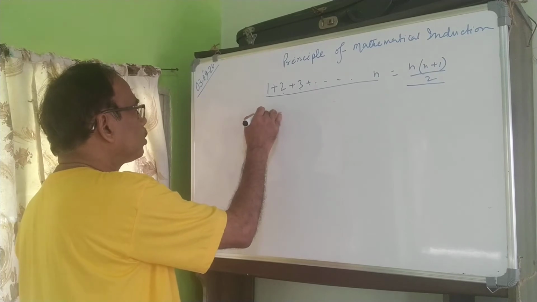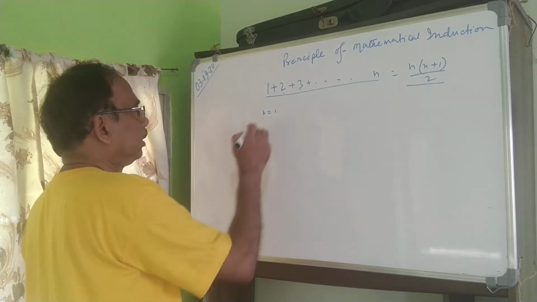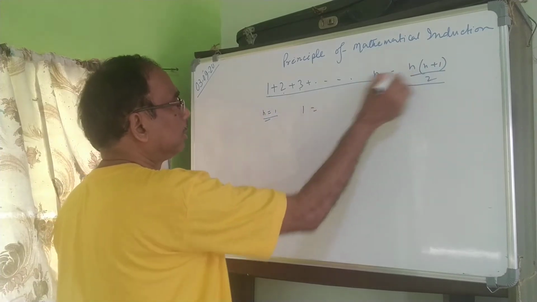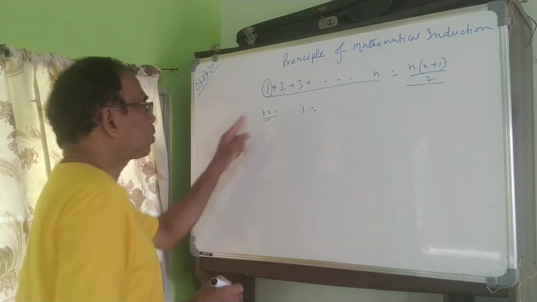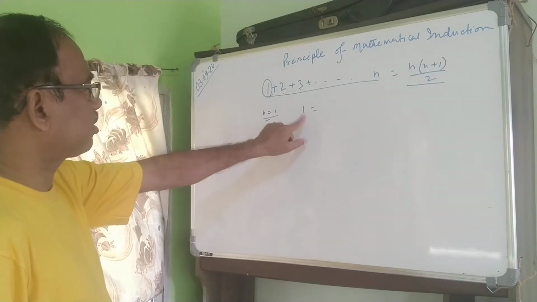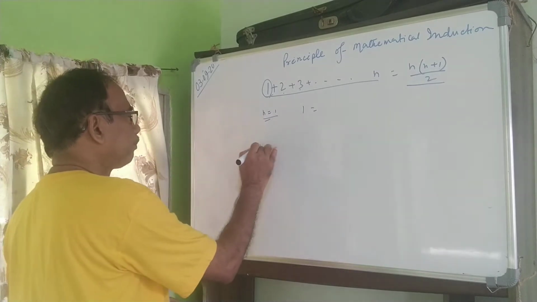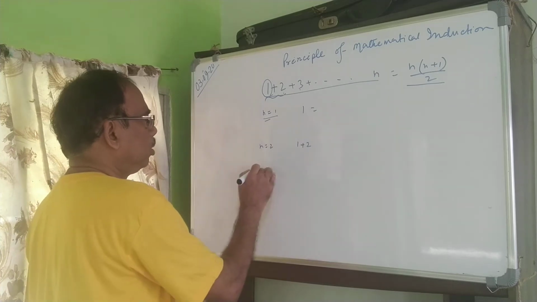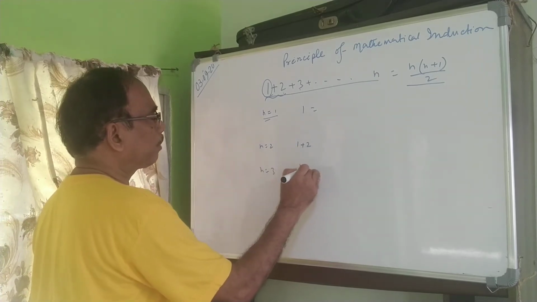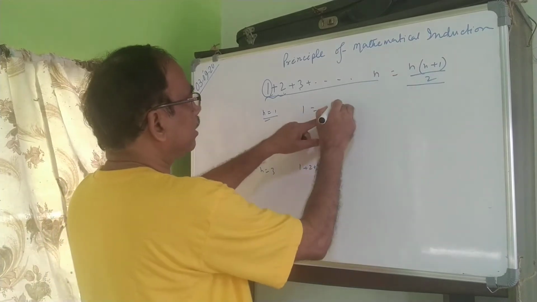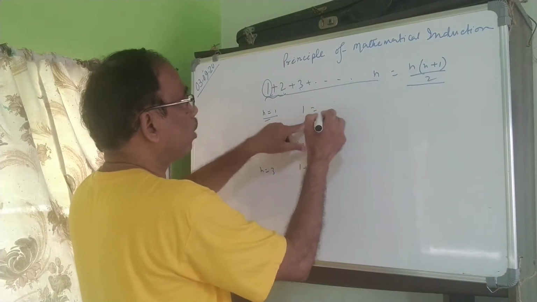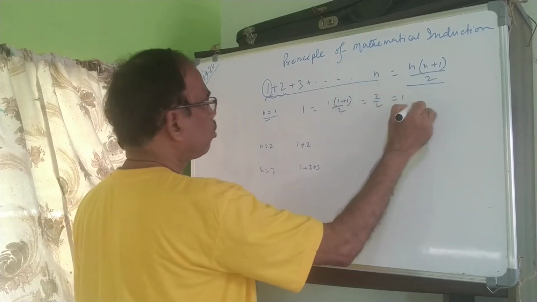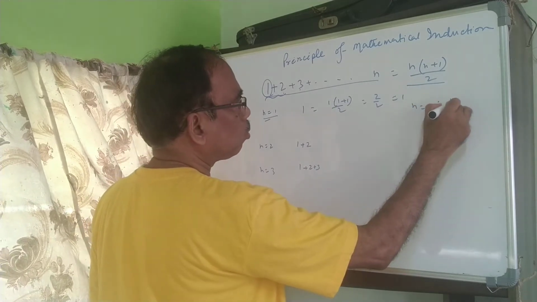This is called the first term, second term, third term, and the nth term is this. Suppose n equals 1. Then the left hand side is 1, the first term. When n equals 2, you have to take the first two terms, 1 plus 2. When n equals 3, we take 1 plus 2 plus 3. Put 1 here, n equals 1: 1 into 1 plus 1 by 2, that is 2 by 2, that is 1. Therefore, n equals 1 is true.